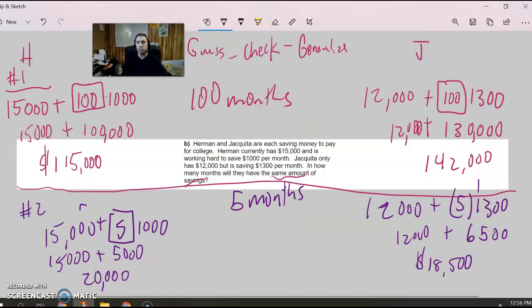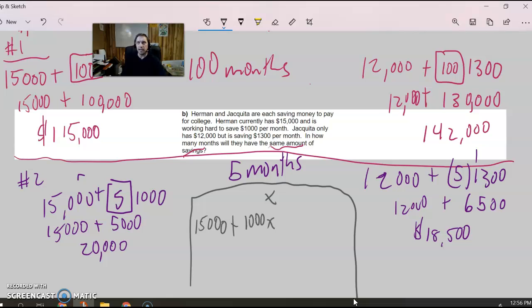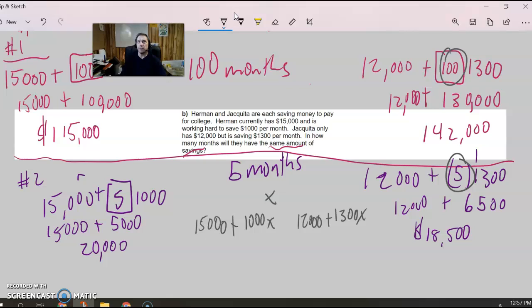So now is the time to generalize. Okay? So let's take this area right here and say, what if we guessed X months? Herman would be 15,000 plus X times 1,000. I'm going to just write it 1,000X. Jaquita would be 12,000 plus 1,300 times X. So 1,300 times X.